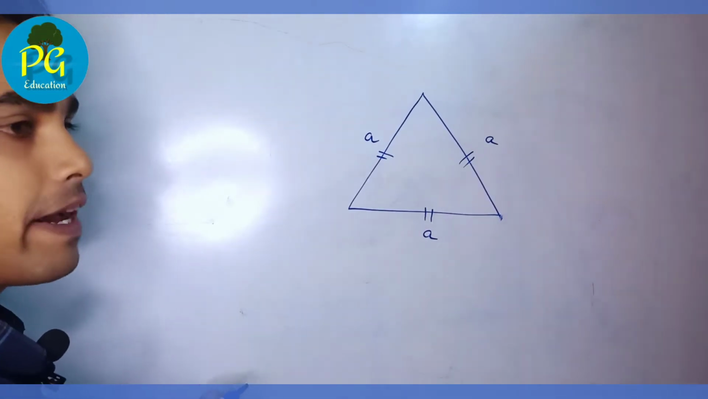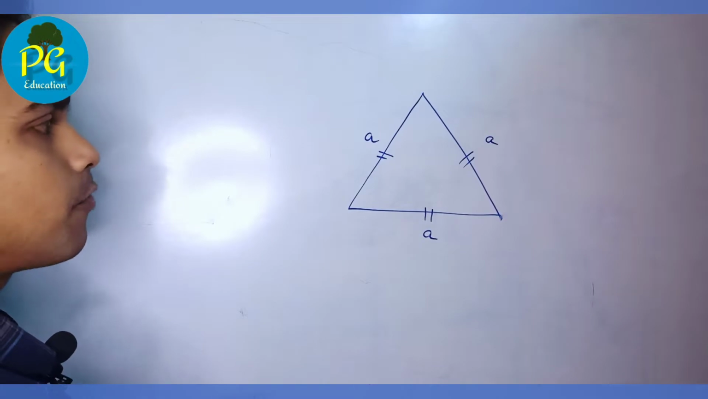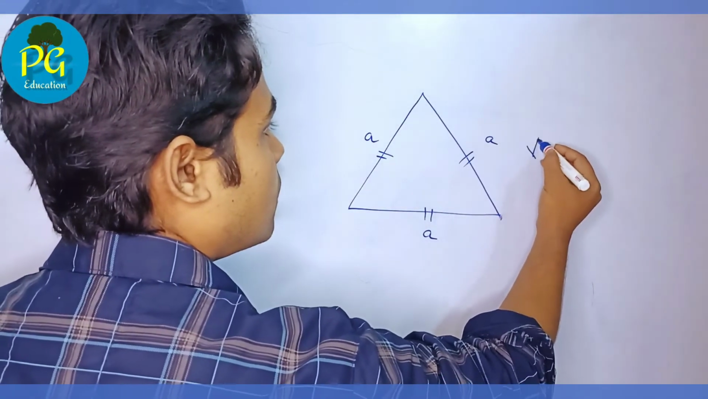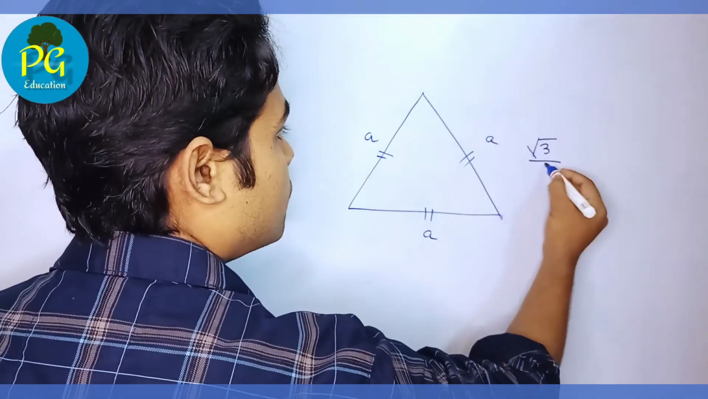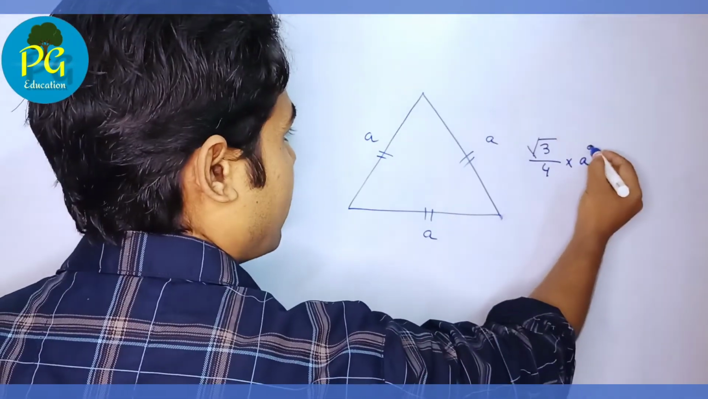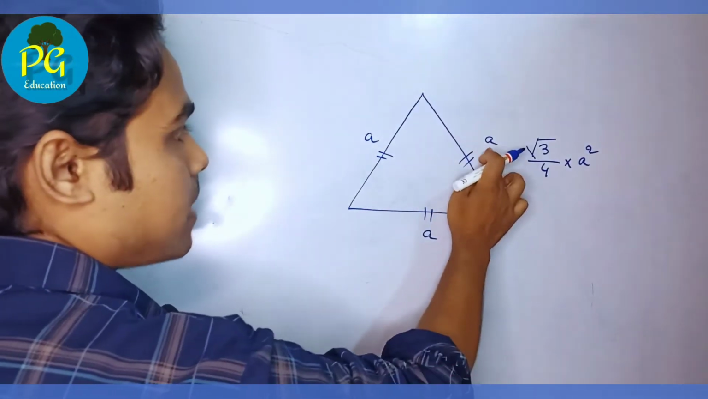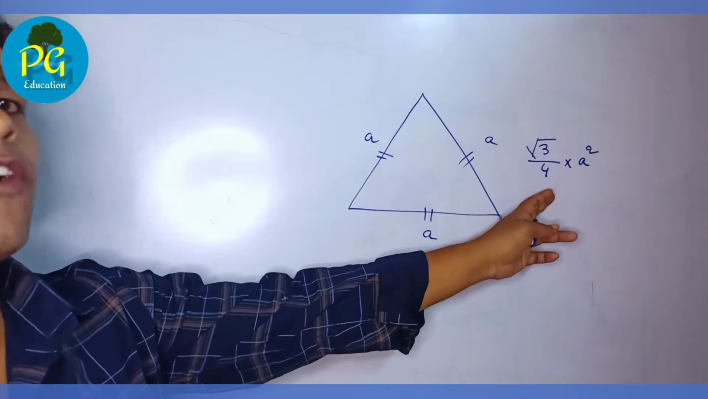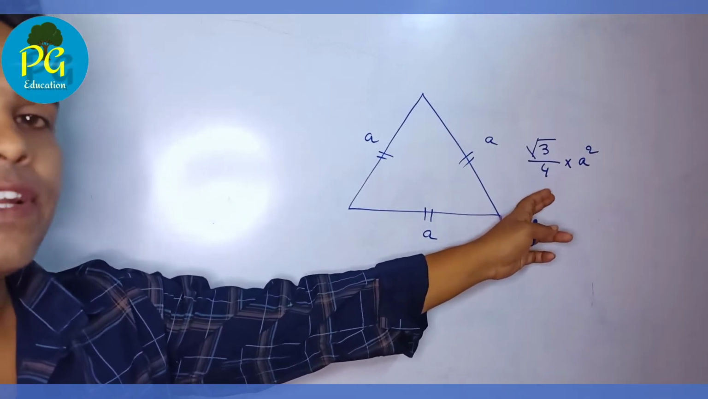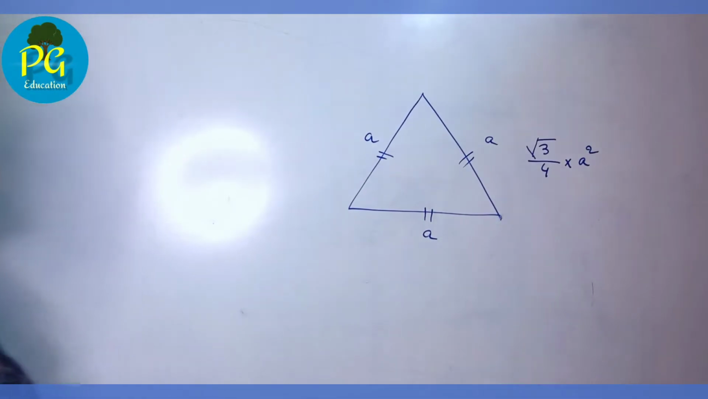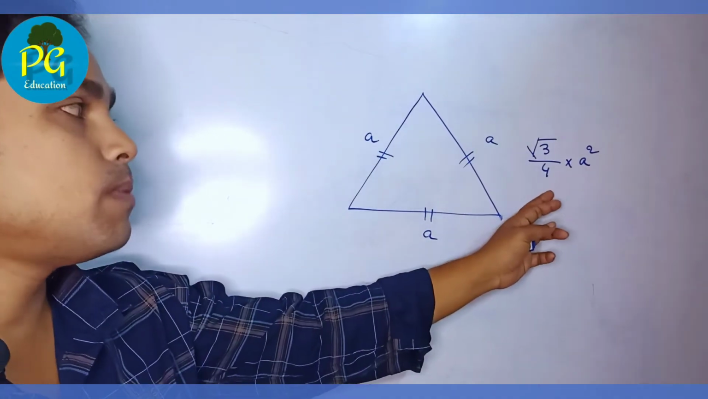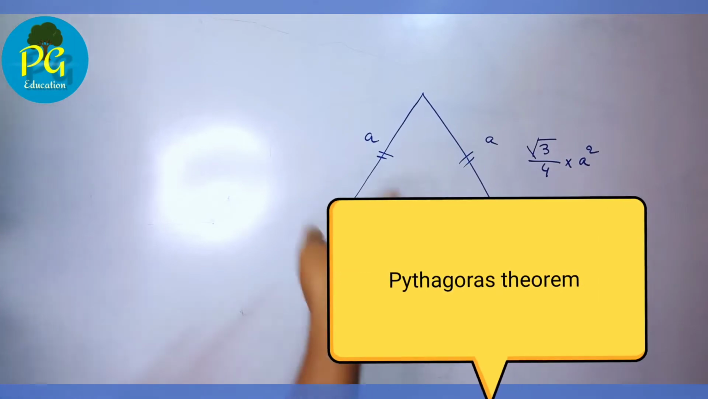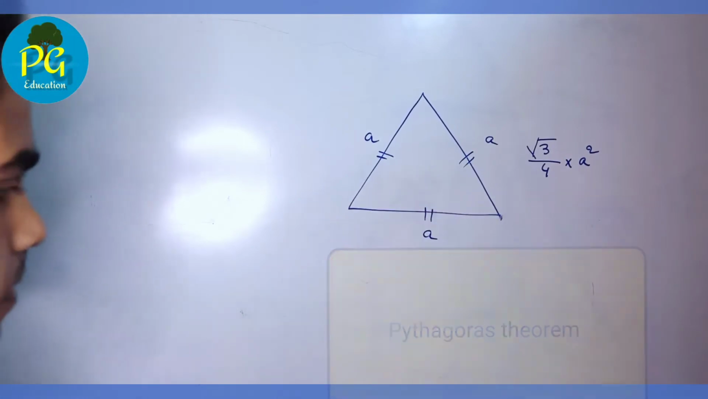What is the formula of finding area of a triangle? The formula of finding area of an equilateral triangle is √3/4 into side square. This is the length of the side, so side square. We all know that this is the formula of finding area of an equilateral triangle, but why? Answer of this question will be obtained from Pythagoras theorem. So let us understand why we use √3/4 into side square.